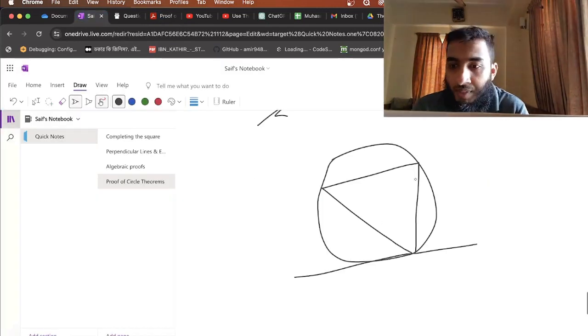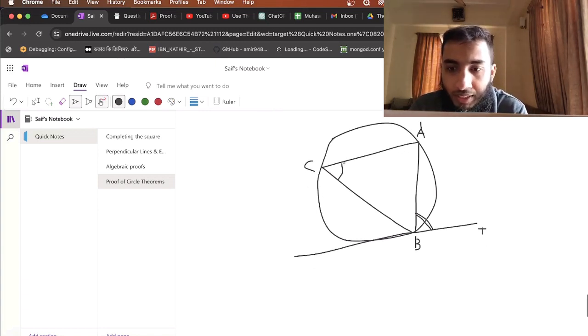So as you can see, this is the chord in question. Let's say this chord is AB, and this chord creates an angle with the tangent. Let's say the tangent is T. The tangent, this chord, this angle: you have to prove that this angle is equal to the angle that chord AB creates in the alternate segment, this angle. So let's say this point is C. So you have to prove that this angle and this angle are equal.